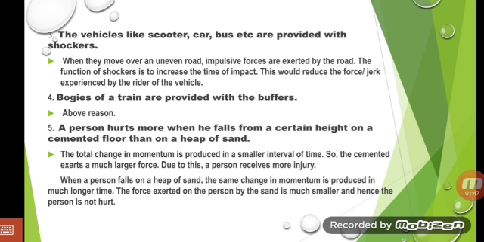Next, bogies of the train are provided with the buffers. The reason is the same as told earlier in the previous case, that is to increase the time of the impact or to decrease the effect of the force on the passengers.